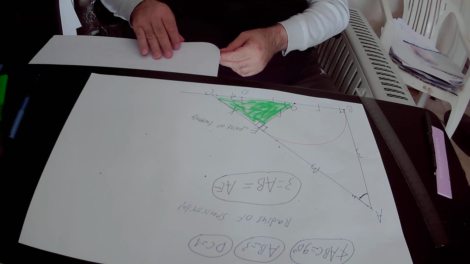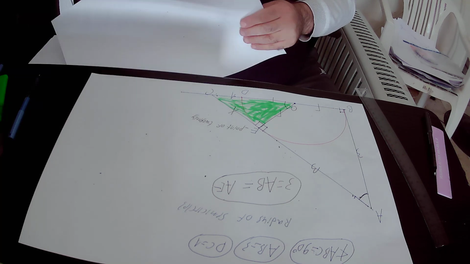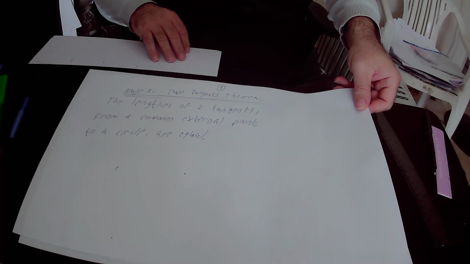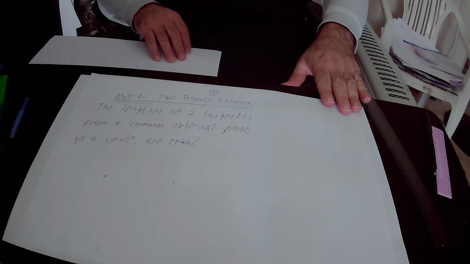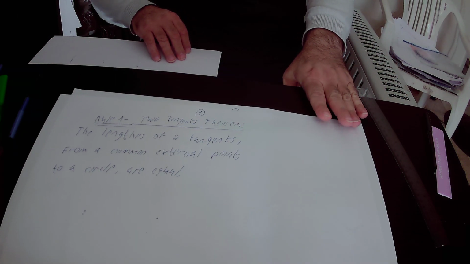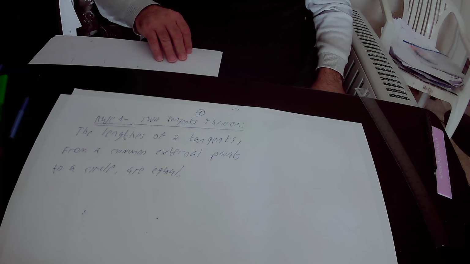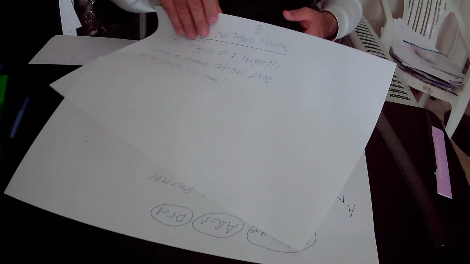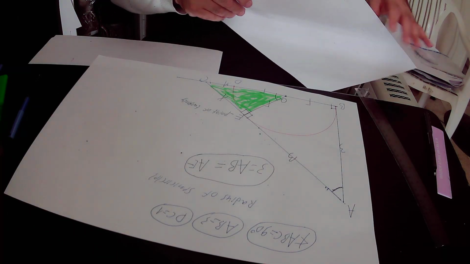So first of all, I presented to you a new rule number 1, or two tangents theorem. According to the two tangents theorem, the lengths of two tangents from a common external point to a circle are equal. So what is the meaning of rule number 1, or two tangents theorem?